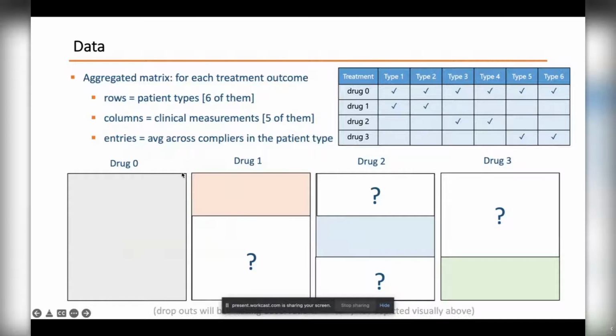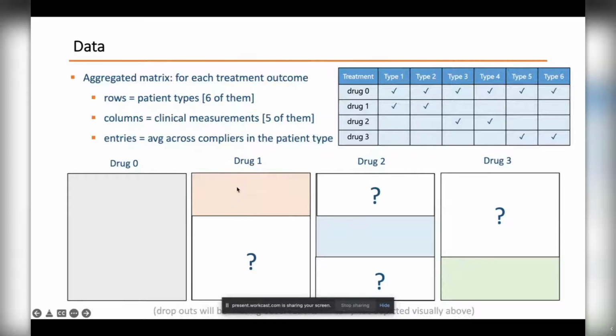So rows are my 6 patient types, which are these, and then columns are 5 clinical measurements. And for each drug, I have some data available. For drug 0, I've got data from all my compliers available here. For drug 1, I have data available for the purpose of experimentation only for these two patient types, and hence only these two rows, and so on.